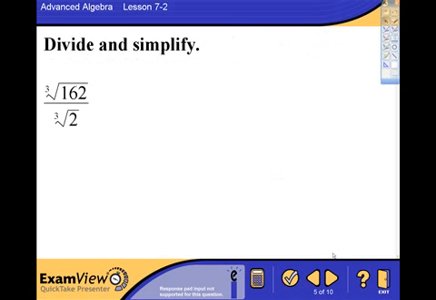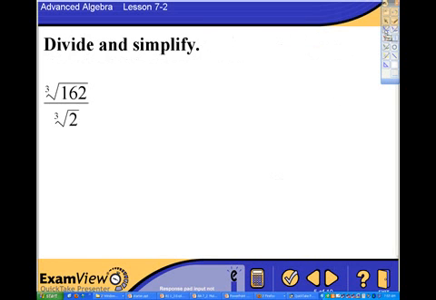Let's try this one. Cube root of 162 divided by the cube root of 2. If we just follow the rule for dividing here, we're just going to take 162 divided by 2, which should be, what, 81? Can you think of a perfect cube that goes into 81? Remember, our perfect cubes are 1, 8, 27, 64, and 125. Well, 125 is too big. 64 doesn't go in. 27, I think, goes in there 3 times. 27 times 3, I believe, comes out to 81.